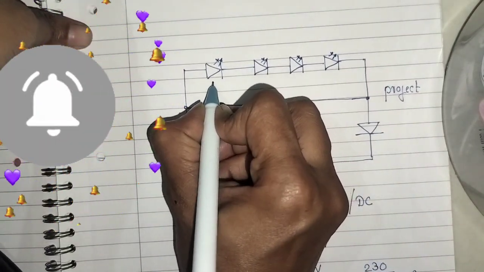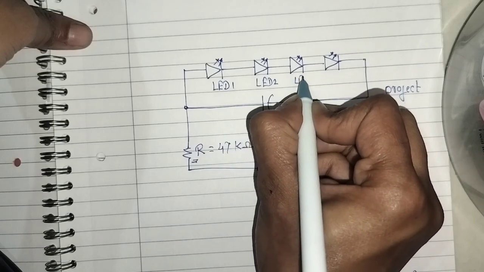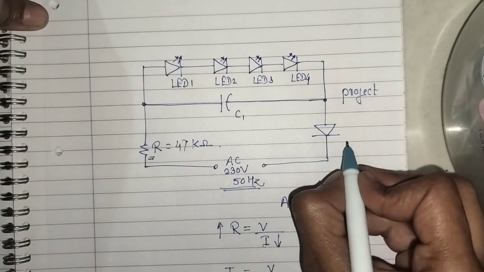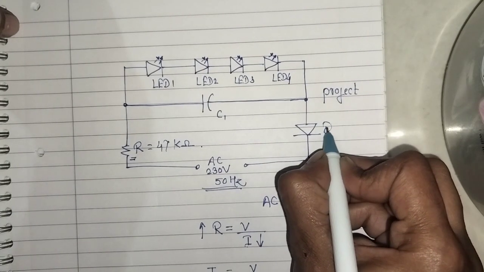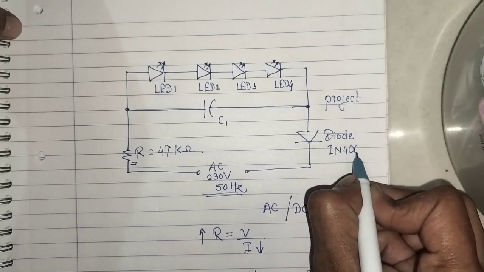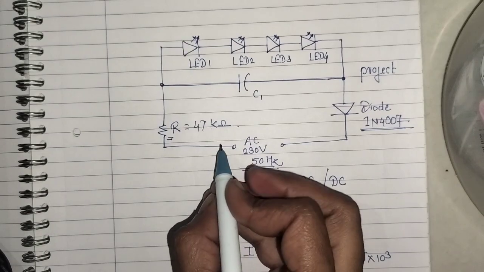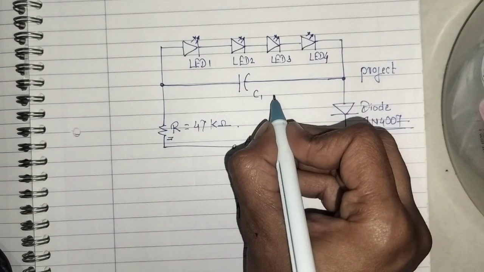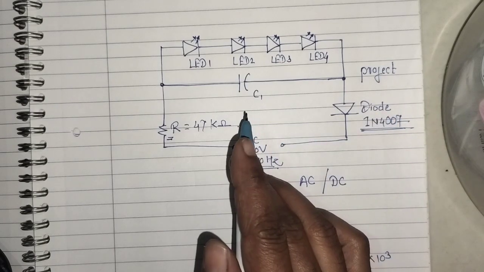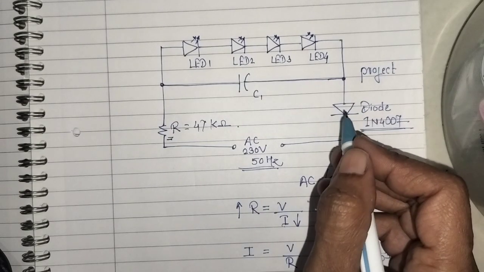Now these are the LEDs. Let's say LED 1, LED 2, LED 3, and LED 4. This is just a diode, a switching diode. In that case, you can use 1N4007. That's the switching diode we can use. And now the next is the capacitor. If we use a higher value capacitor, it will charge and discharge very soon, so you cannot see the effect which we want to see.